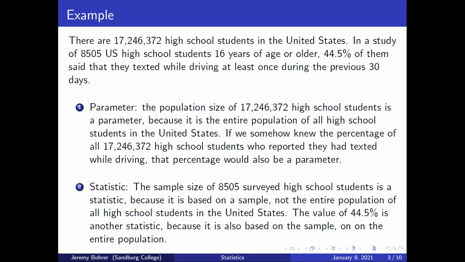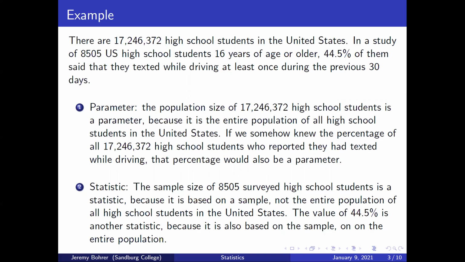Parameter. The population size of 17,246,372 high school students is a parameter because it is the entire population of all high school students in the United States. If we somehow knew the percentage of all 17,246,372 high school students who reported they had texted while driving, that percentage would also be a parameter.